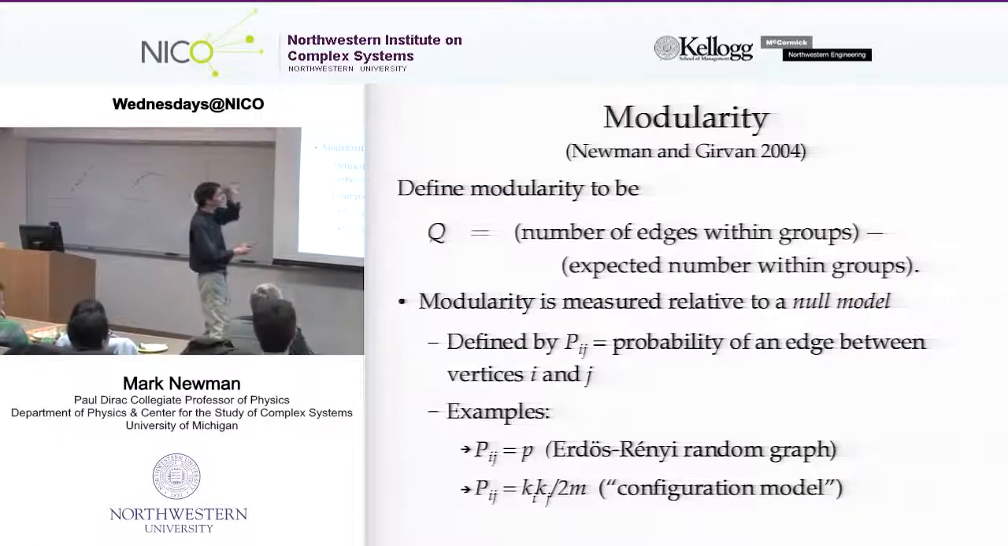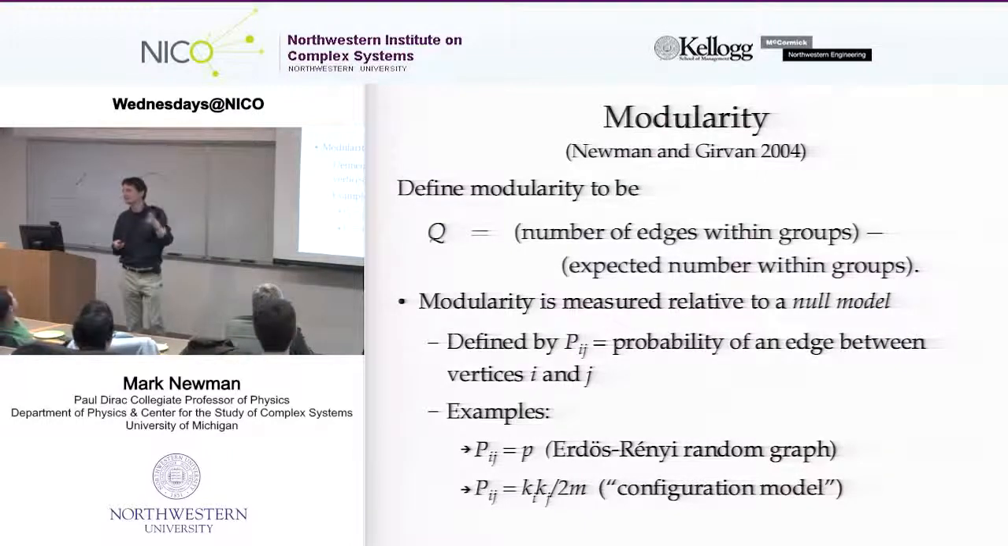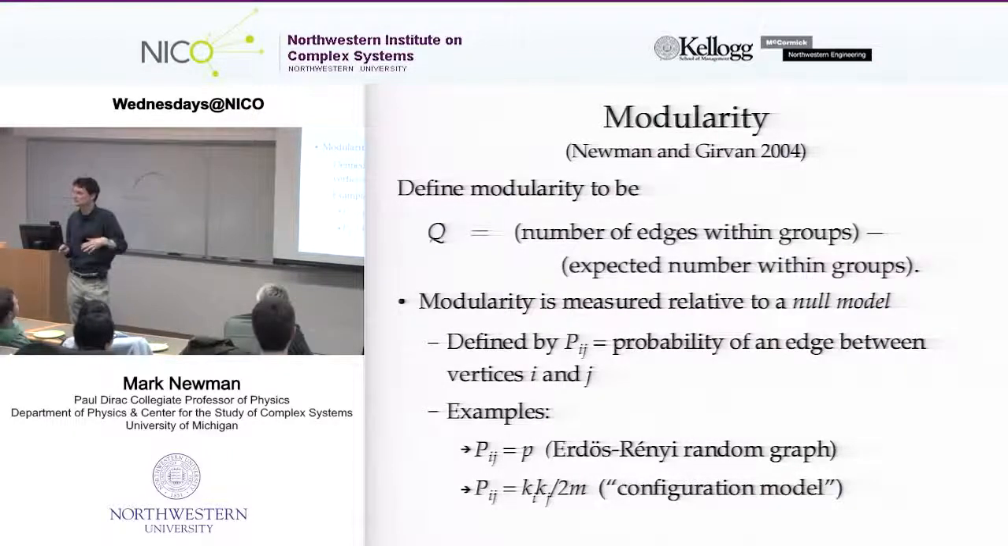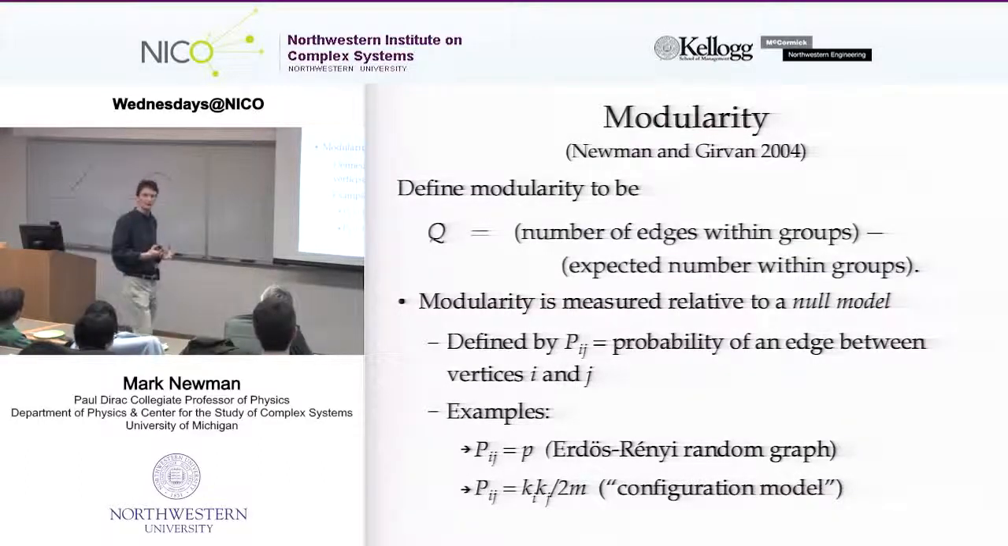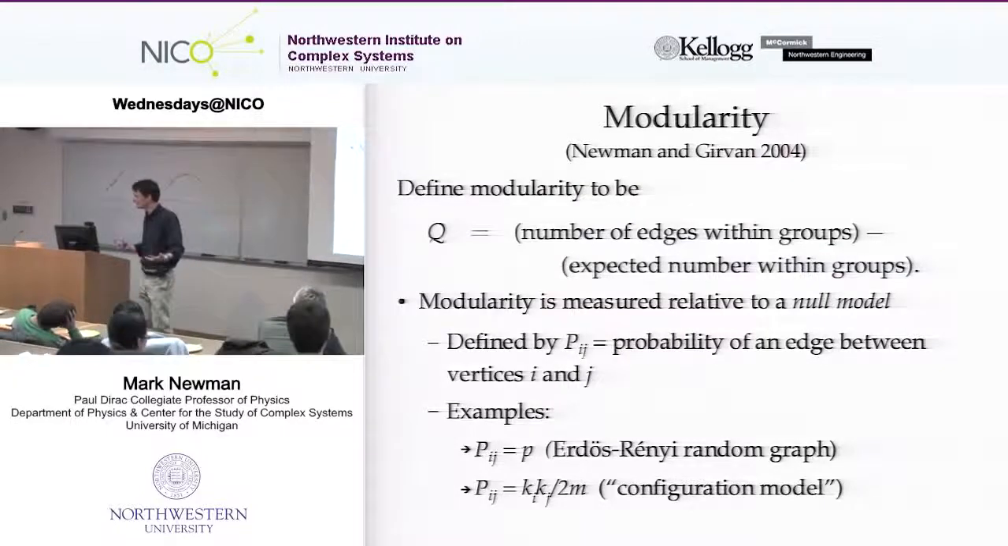So it turns out that the right thing is, let me count the number of edges within groups and subtract from it the expected number of edges if the edges were just placed at random. In other words, how many more edges do I have within groups than I would expect on the basis of chance if everything was just randomized?